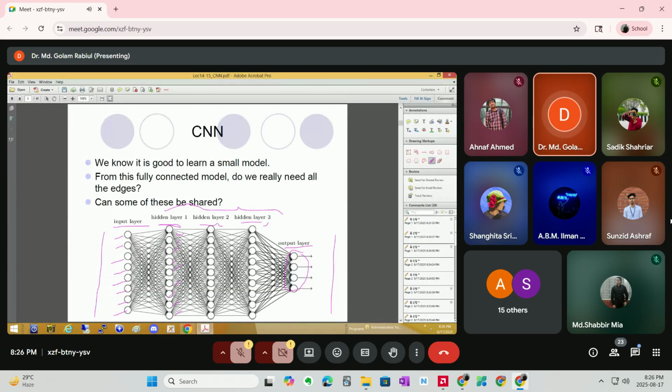Now, if we want to count the parameters to learn this architecture, how many parameters are there to learn? We usually call them learning parameters. In the input layer, we have 8 neurons. In the first hidden layer, we have 9 neurons. In the second hidden layer, 9 neurons. The third hidden layer also has 9 neurons. And the output layer consists of just 4 neurons.